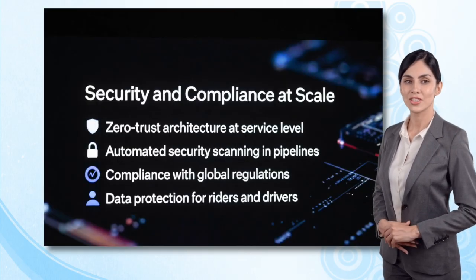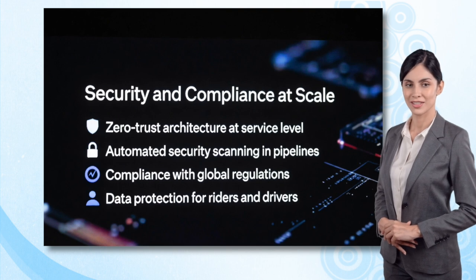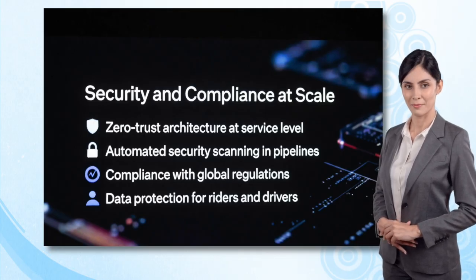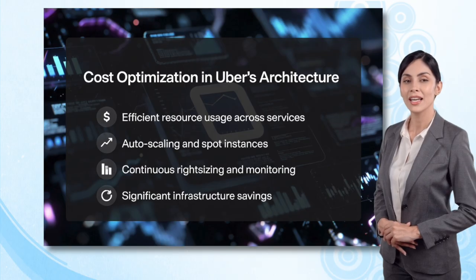With sensitive user data and global operations, security was non-negotiable. This ties directly to day 41. Uber built zero trust at the service level and automated compliance checks throughout the pipeline. Running at Uber scale means every dollar of infrastructure matters. They apply the cost optimization techniques from day 40, combining auto-scaling, reserved capacity, and continuous monitoring.